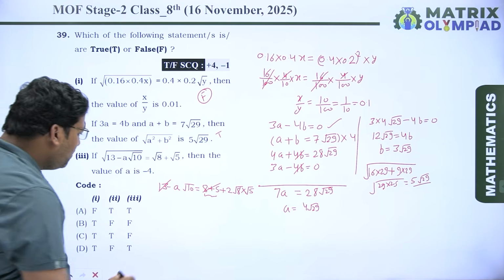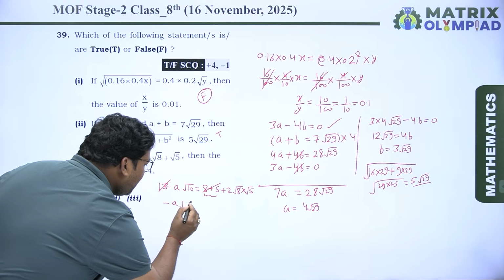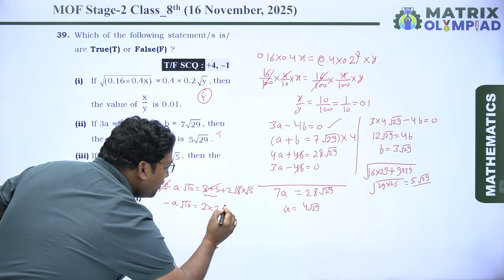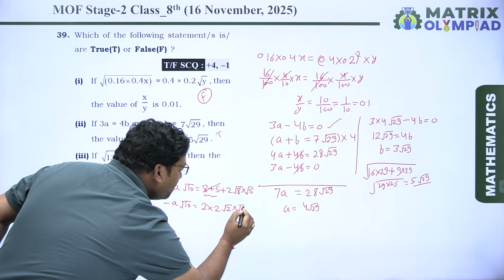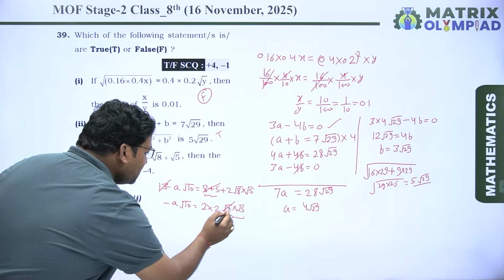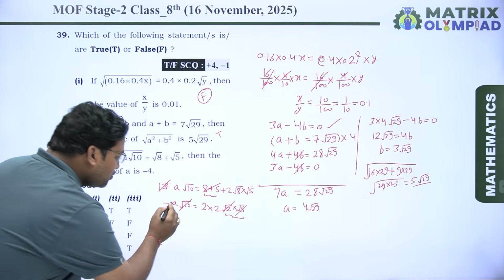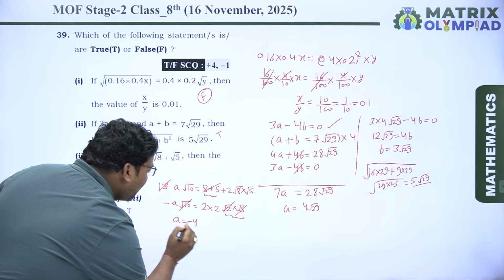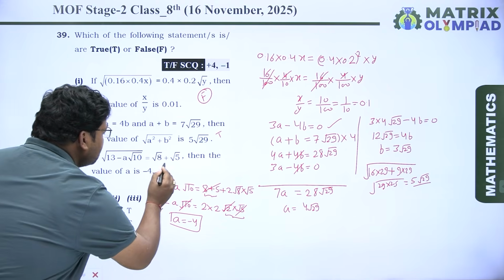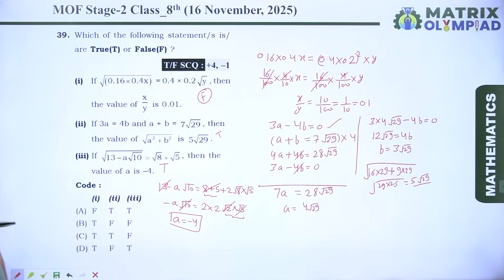and it is 13, so these 13 and these 13 cancel out. So here it is minus a under root 10 equal to 2 under root 8, which is 2 under root 2 into under root 5. Here under root 2 into under root 5 is under root 10, so this term is cancelled out by this term, so we will get the value of a is minus 4, and it is given a is minus 4. It means this statement is also a true statement. So our answer is FTT, which is in option A. So option A is the right answer.